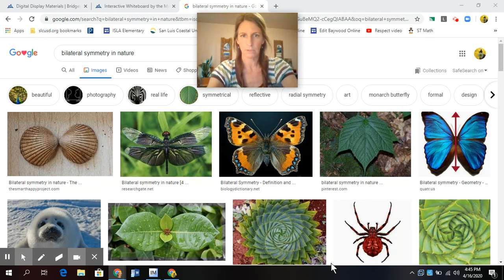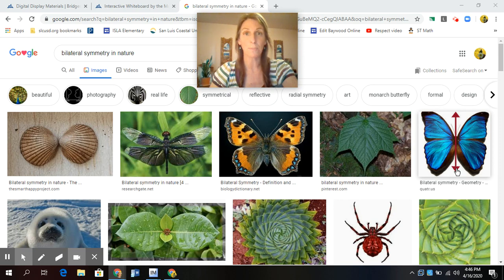But first, look at me. I'm hovering over these beautiful nature pictures. They all have something in common. This shell has something in common with this butterfly over here. Look at this line that's cutting the butterfly in half. It's a line of symmetry.